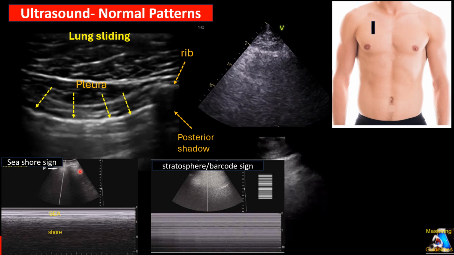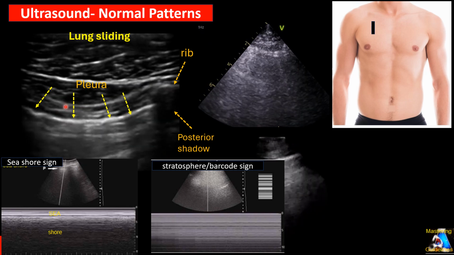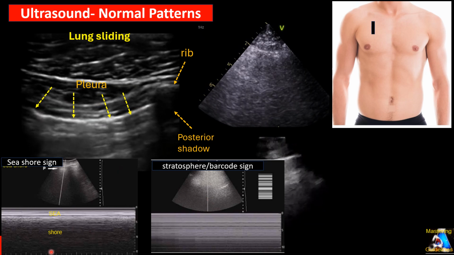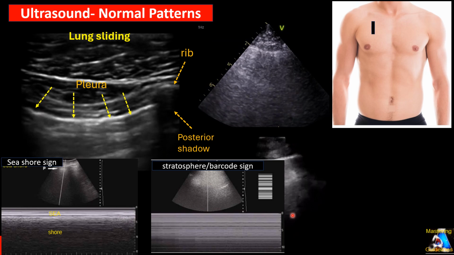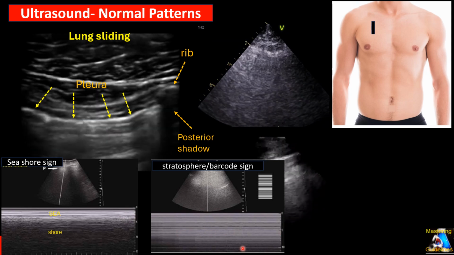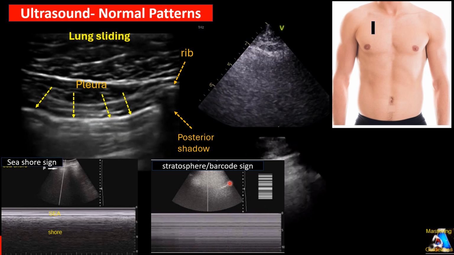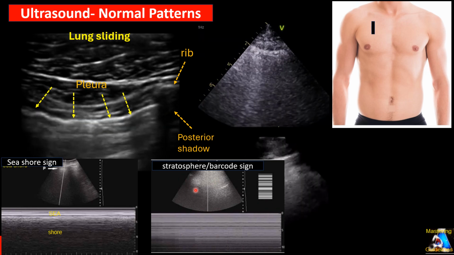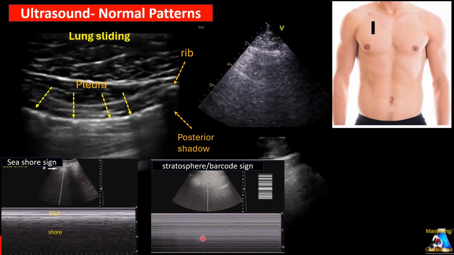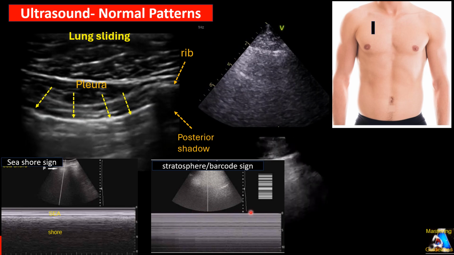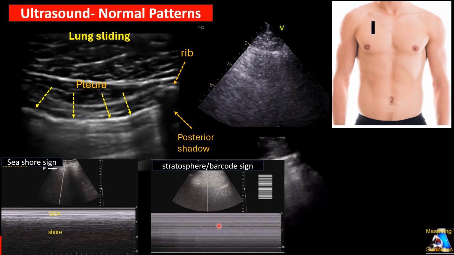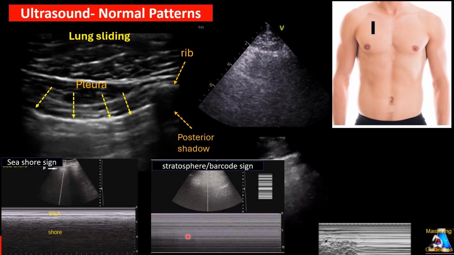If we don't have this sliding and we put the cursor at that level, it doesn't give us this shore pattern, so it becomes all horizontal layers, hyperechoic, and between them hypoechoic. It looks like a barcode. We call it the barcode sign or stratosphere sign. That is one of the classic findings in pneumothorax, but it's not specific for pneumothorax. In other situations we can see it. Later we are going to talk about that.